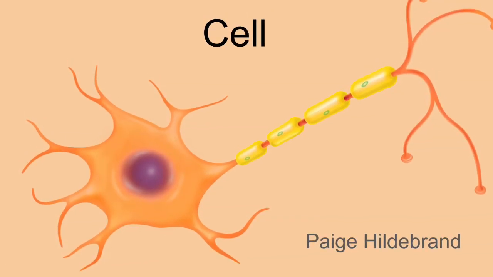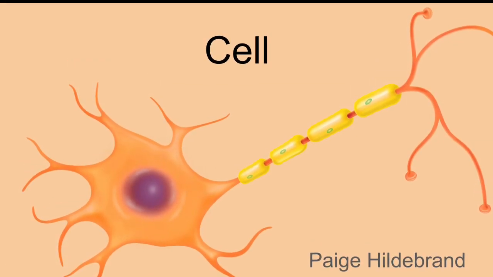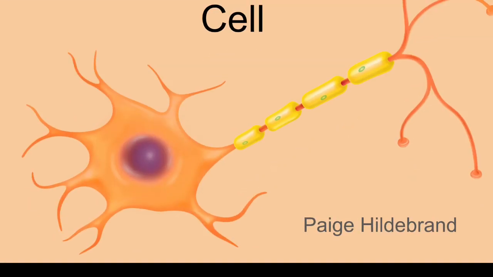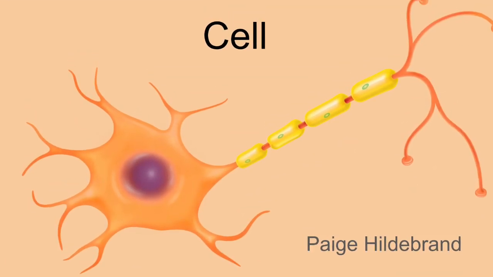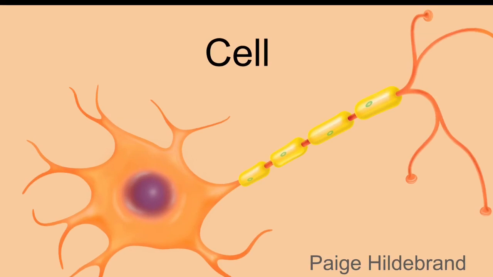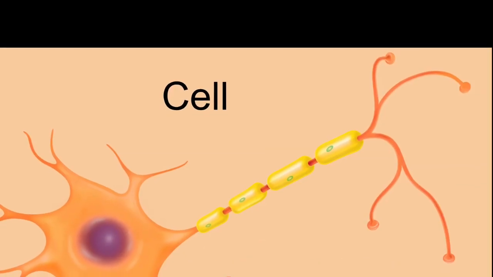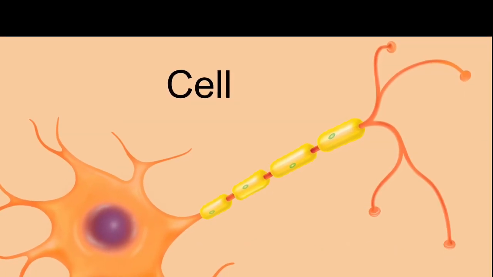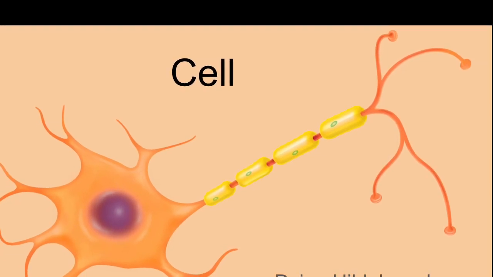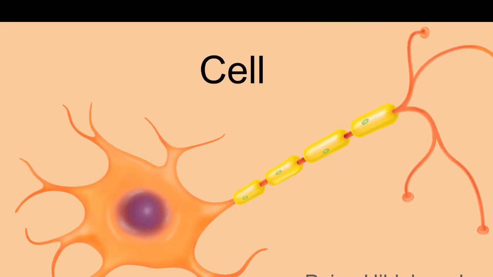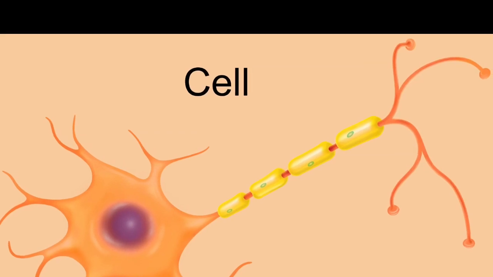Use this worksheet to follow along to the presentation that is going to be taught. A cell is the smallest structural and functional unit of an organism, typically microscopic and consisting of cytoplasm and a nucleus enclosed in a membrane. Here are the 5 most common words to know for a nerve cell.